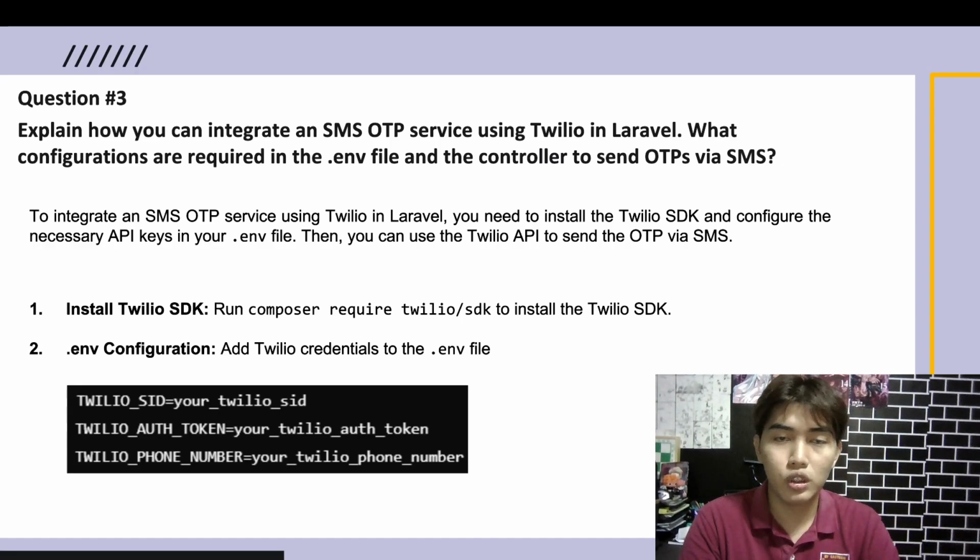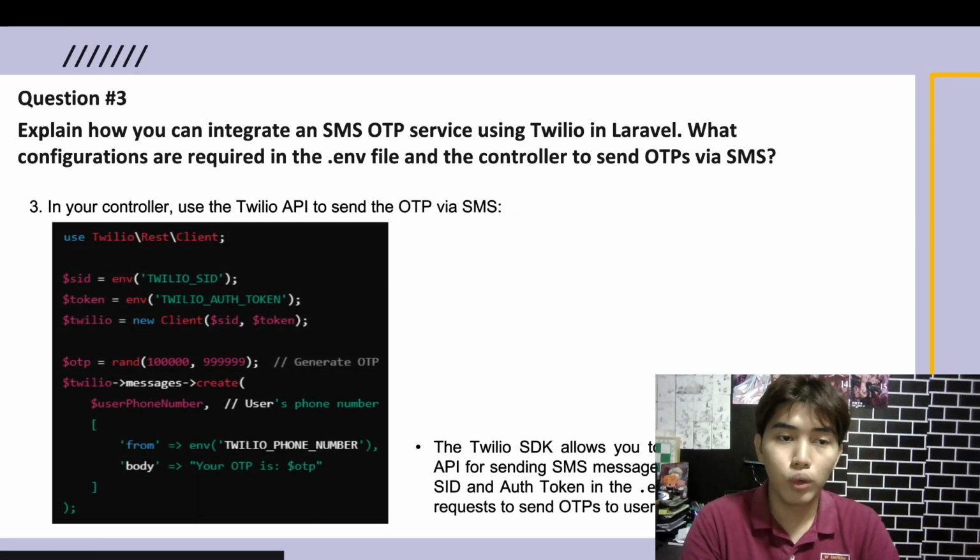The first step is to install the Twilio SDK. Run composer require twilio/sdk to install the Twilio SDK. Second one is the .env configuration. Add Twilio credentials to the .env file. Third one, in your controller, use the Twilio API to send the OTP via SMS.